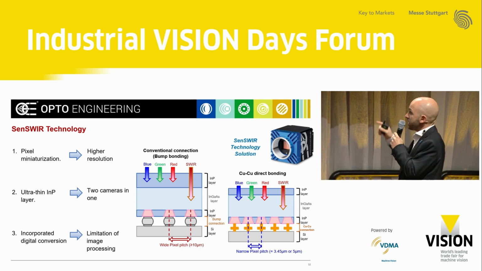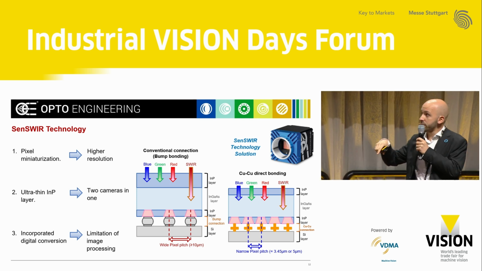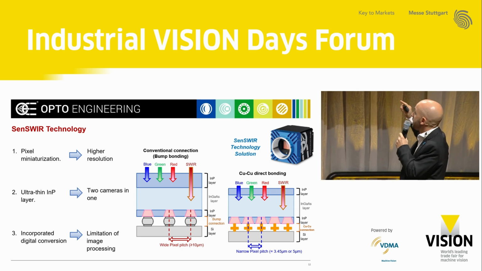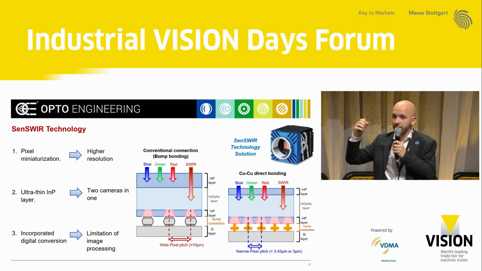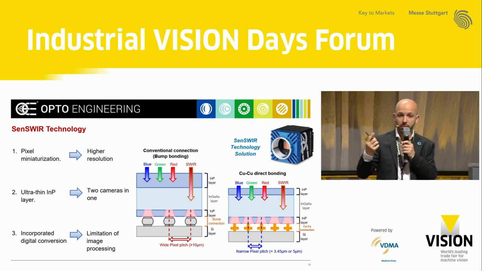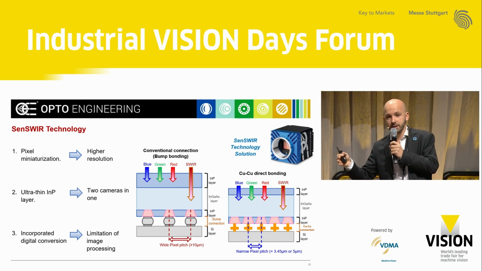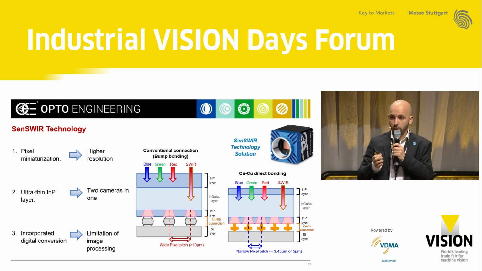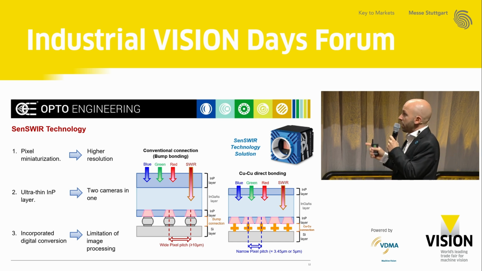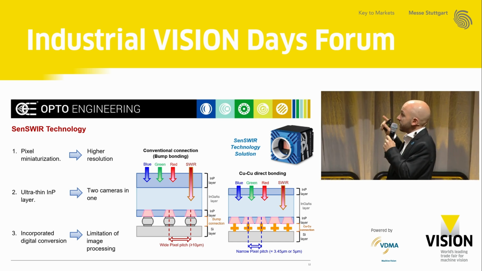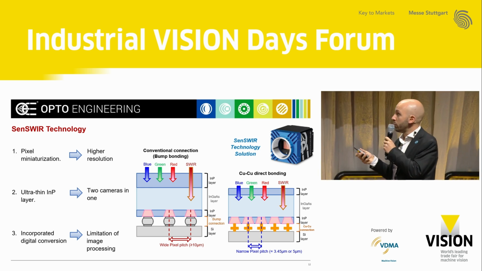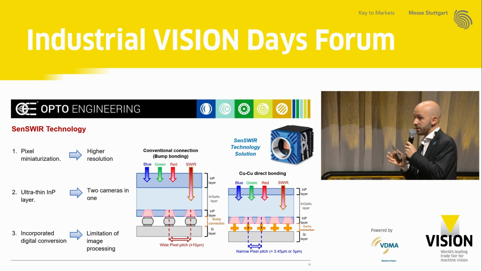Another important thing is the InGaAs layer, which is thinner for these SWIR sensors, and it easily allows visible light to come into the camera. So with just one camera, we can see both the visible light and the SWIR wavelengths. We can have two cameras in one. Last but not least, the sensor also incorporates digital conversion that permits a limitation of image processing after the sensor.